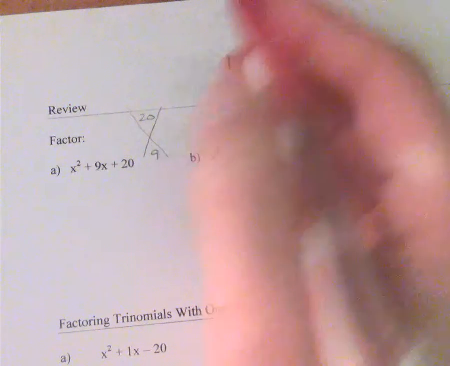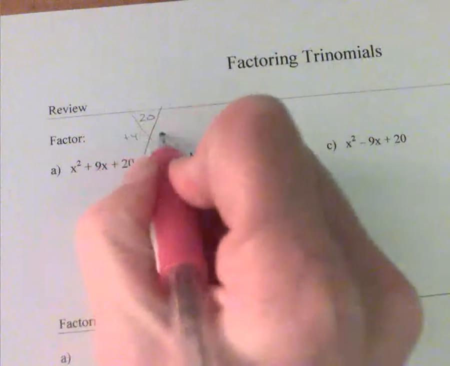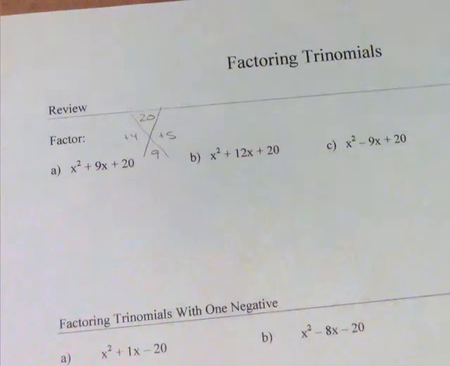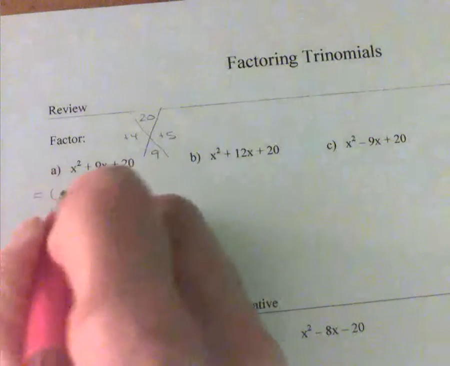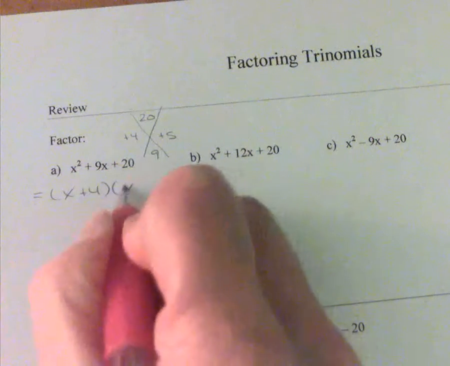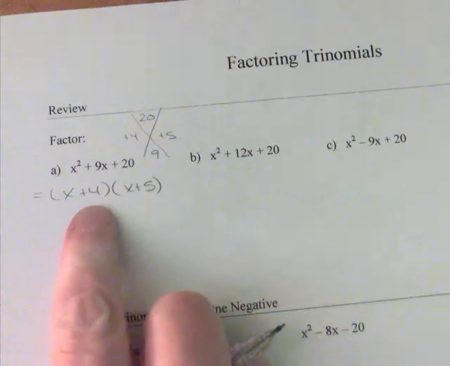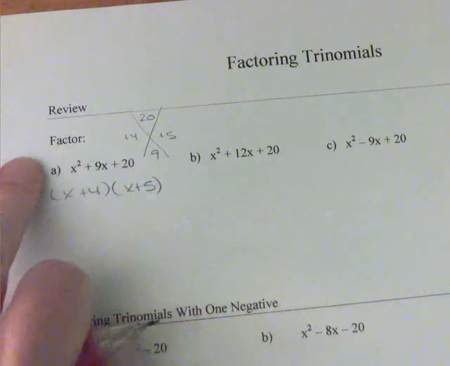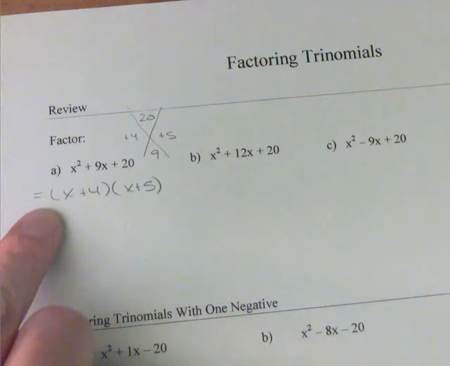So 4 plus 5 will give me 9. So those are my brackets. If I multiply these out, it will give me this. If I factor this, those are the brackets that work.